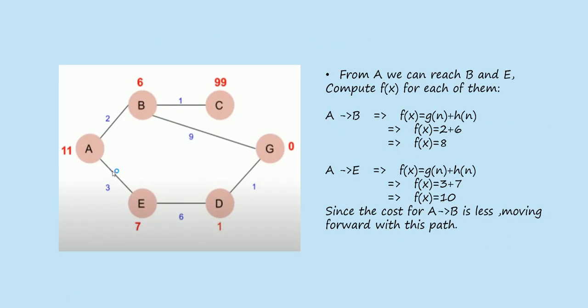From A, we can reach B and E. Here, for A to B, we apply the formula f of x is equal to g of n plus h of n. We get 8. From A to E, we apply the formula f of x is equal to g of n plus h of n. We get 10. Since the cost for A to B is less, we move forward with this path.